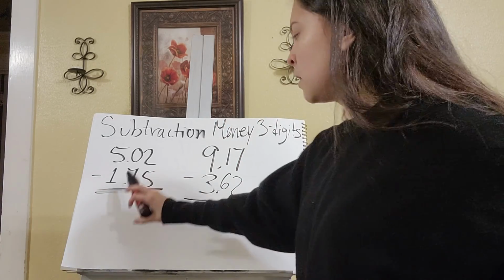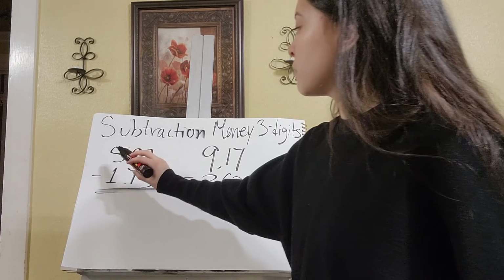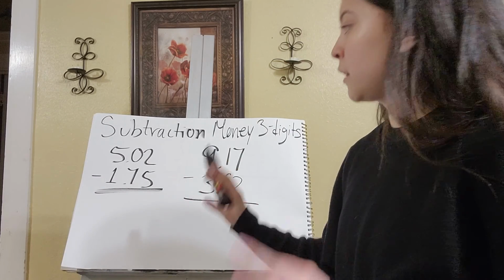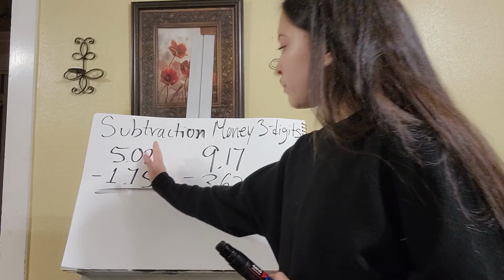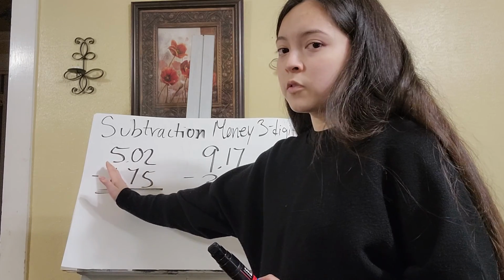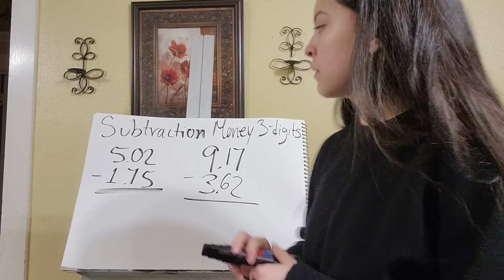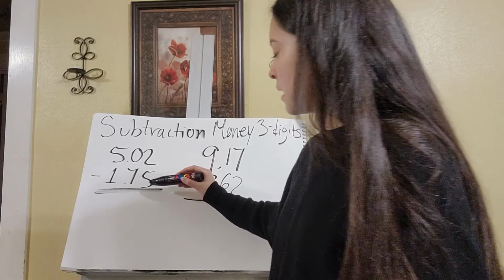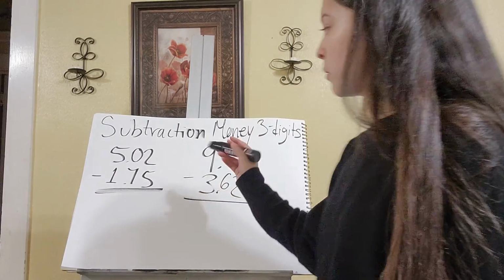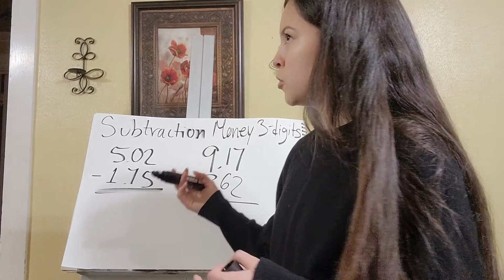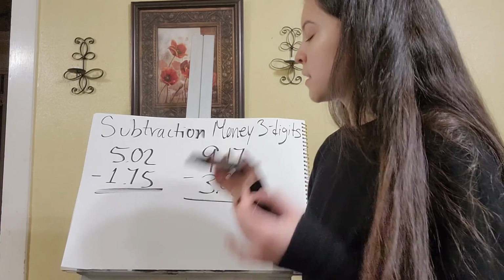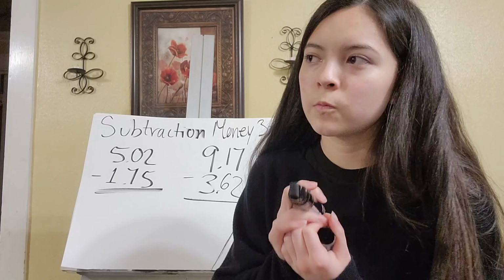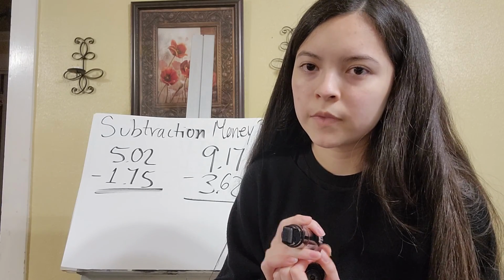So the first problem we have here is 5.02 minus 1.75. Now, I'm going to simply break it down by each column here so it won't be as overwhelming. So we're just going to focus on 2 and 5 here. 2 minus 5 can't be subtracted. It can if you're dealing with negative numbers, but in this case, we're not going to go over that.